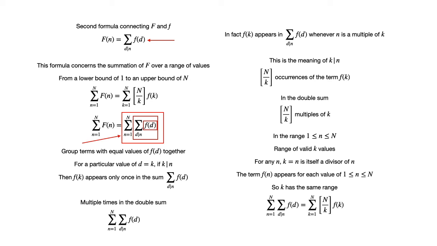Thus the summation can be recast as the sum as n goes from 1 to capital N of the sum as d divides n of little f of d, which equals the sum as k goes from 1 to capital N of the box value of capital N upon k multiplied by little f of k, which is exactly the relation between capital F and little f we sought to prove.